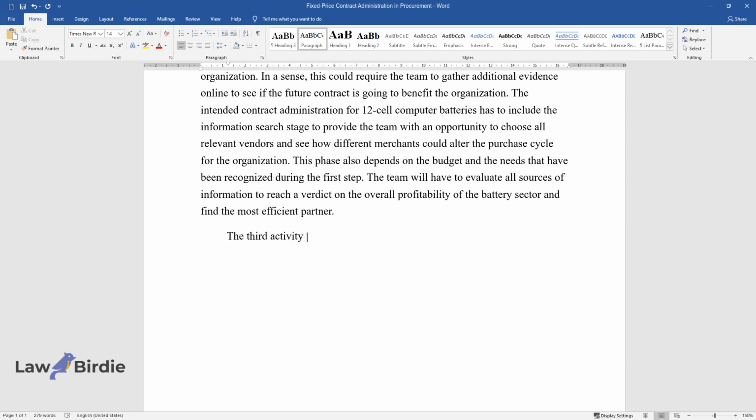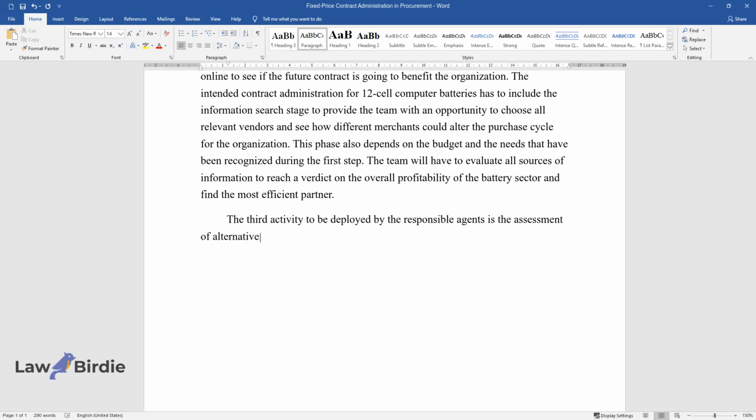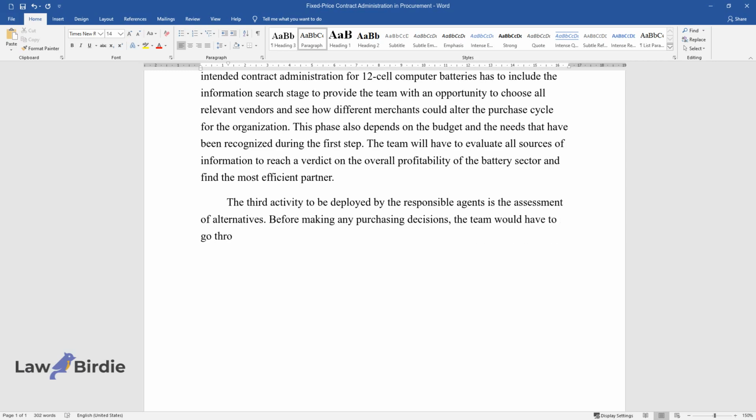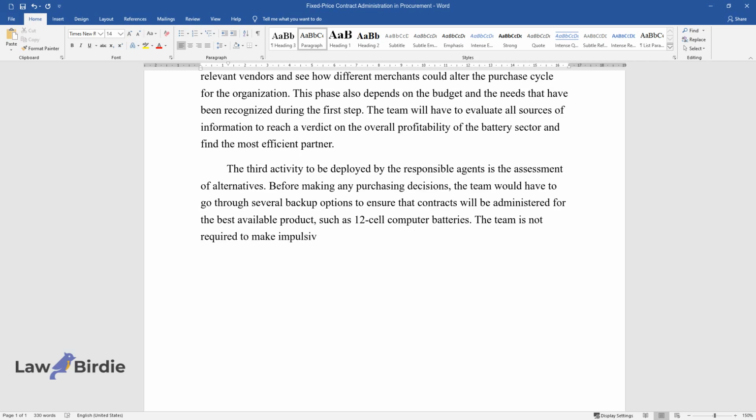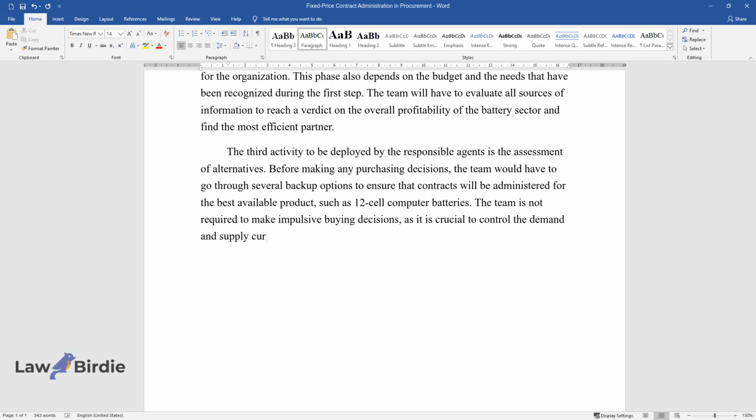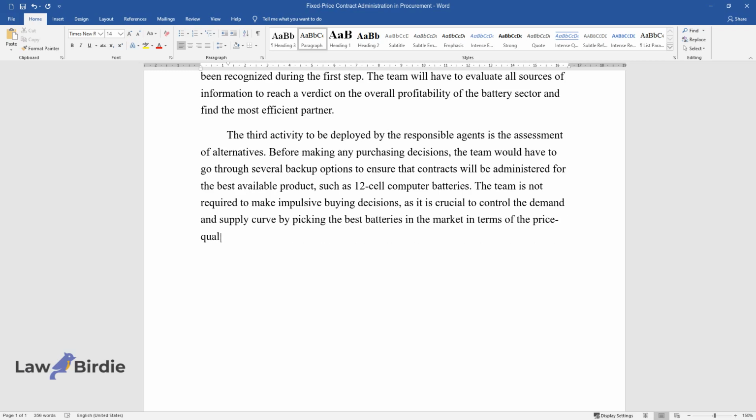The third activity to be deployed by the responsible agents is the assessment of alternatives. Before making any purchasing decisions, the team would have to go through several backup options to ensure that contracts will be administered for the best available product, such as 12-cell computer batteries. The team is not required to make impulsive buying decisions, as it is crucial to control the demand and supply curve by picking the best batteries in the market in terms of the price-quality ratio.